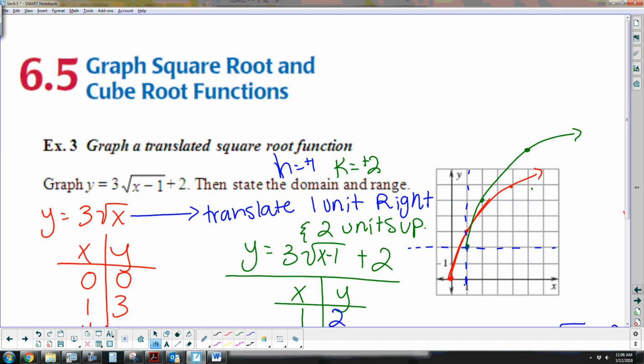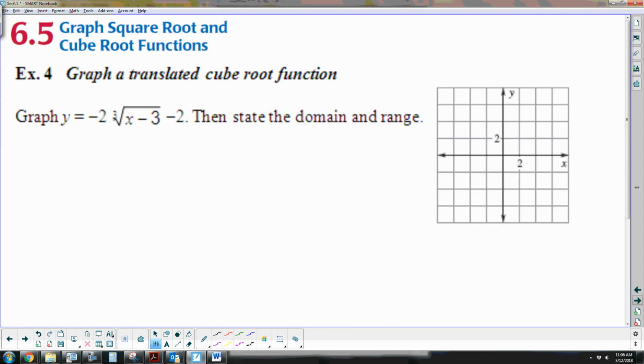All right, now let's look at a cubed root function. So graphing a translated cubed root function. So here we have negative 2 times the cubed root of x minus 3 minus 2. We need to do a few things first. First, let's define our domain and range of the cubed root function. And this is all real numbers. And our range is also all real numbers. We can have a positive or negative x value to give us a positive or negative real y value.